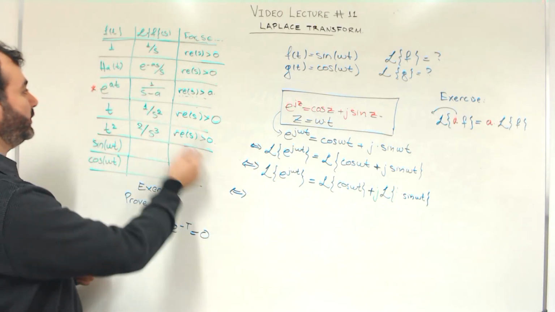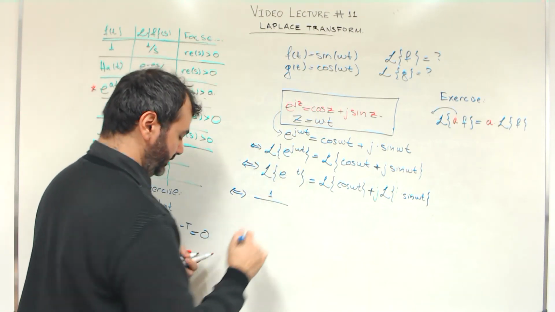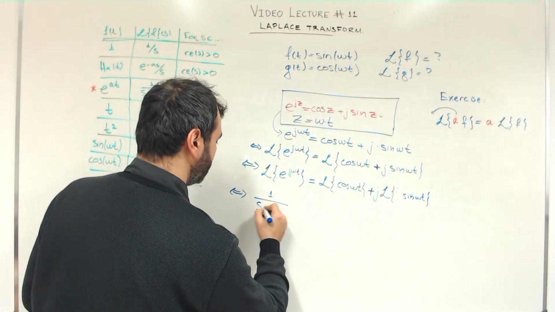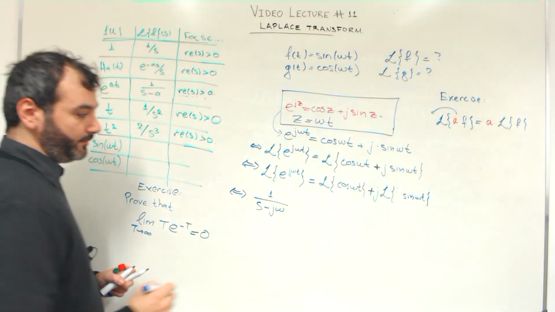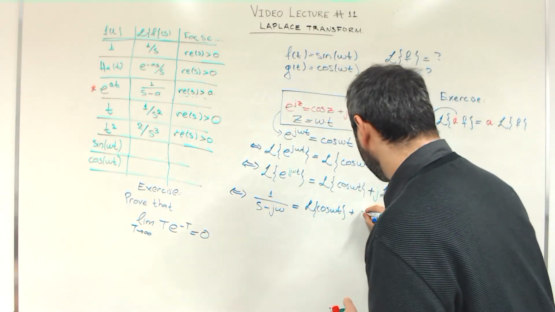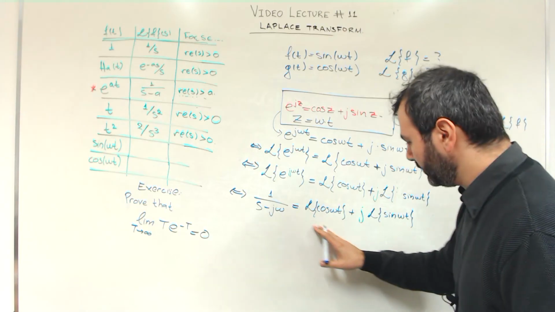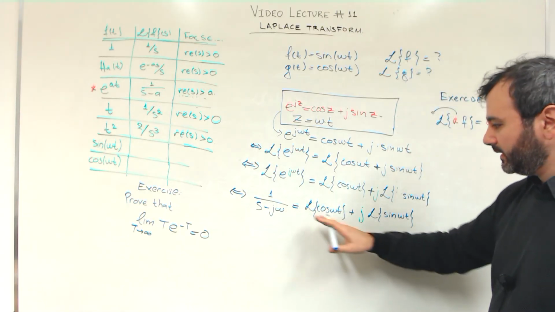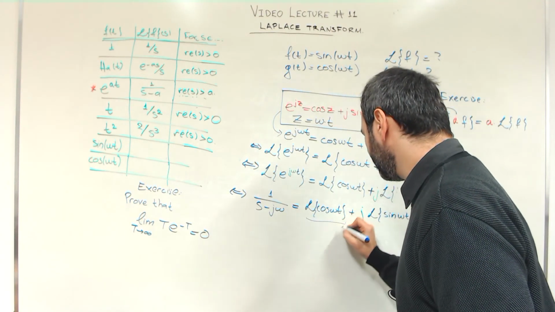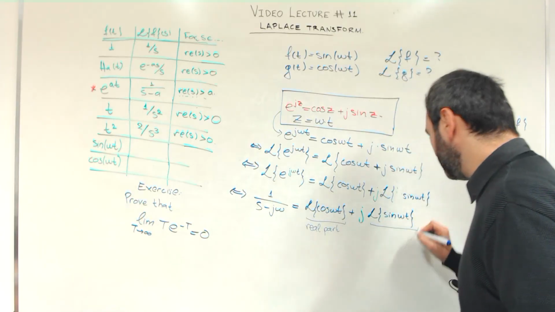And now, what is the Laplace transform of the exponential function? It is, first of all, what is the coefficient here? It is j omega. So it is 1 over s minus j omega. And this is equal to the Laplace of the cosine plus j times the Laplace of sine. On the right hand side we have a complex number, something plus j times something else. And this is the real part of this complex number. And this is the imaginary part.